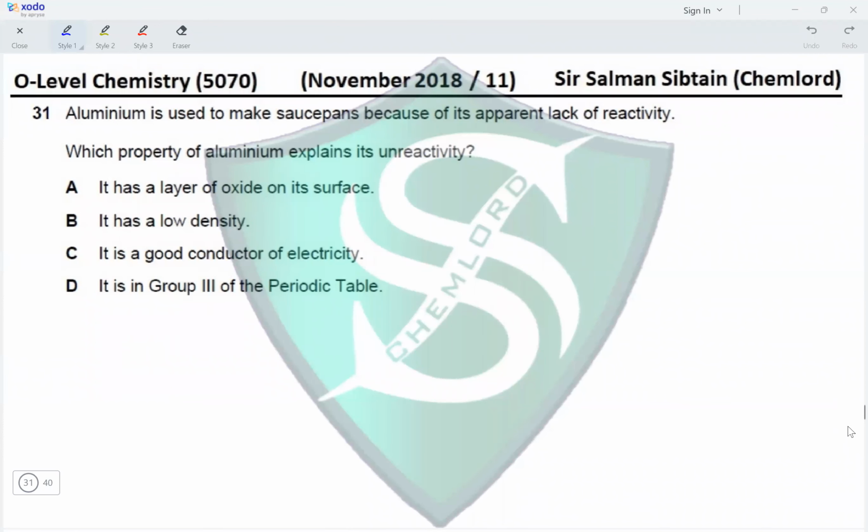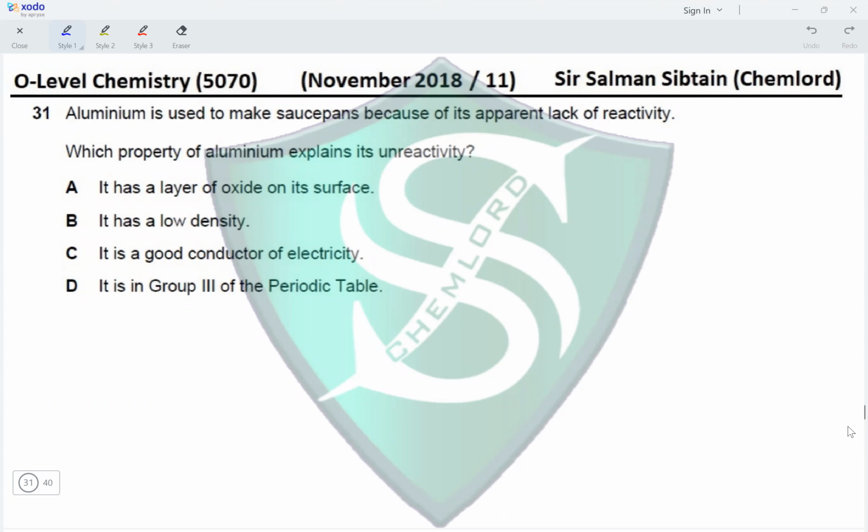Hi guys, this is O level chemistry, paper 11, November 2018, question 31. Aluminum is used to make saucepans because of its apparent lack of reactivity. Which property of aluminum explains its unreactivity? It has a layer of oxide on its surface.